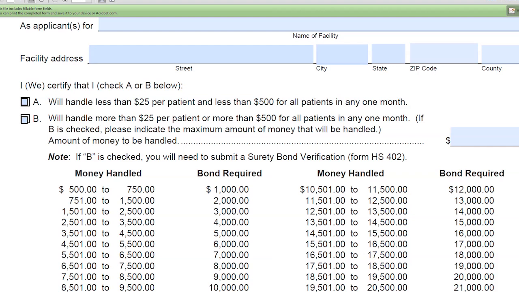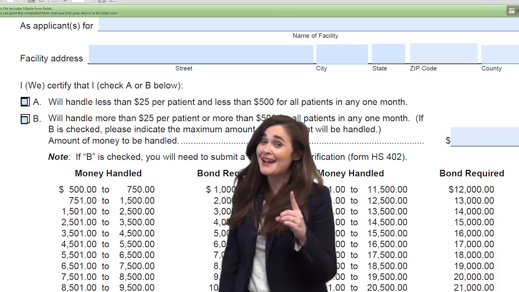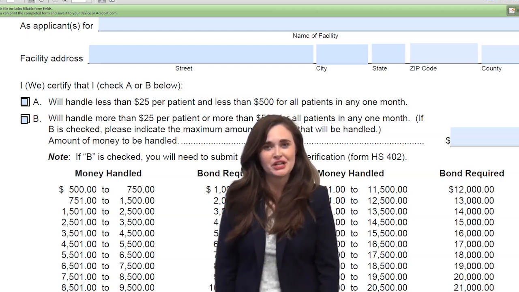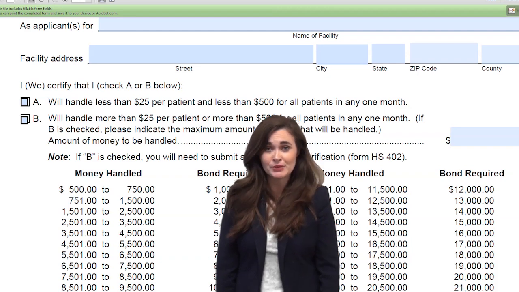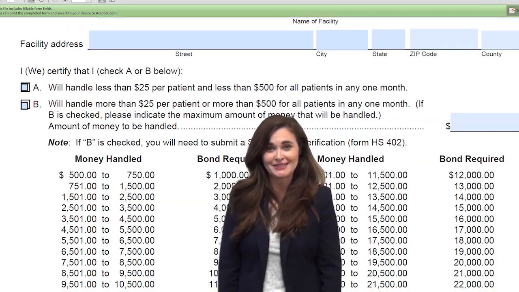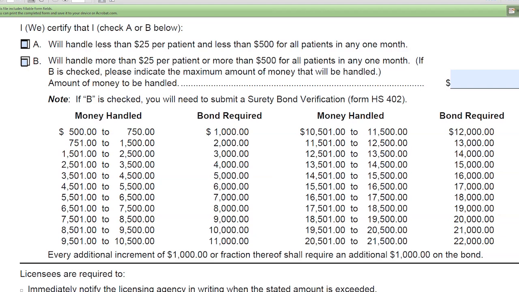B. If you will handle more than $25 per patient and more than $500 for all patients in any 1 month. If B is checked, please indicate the maximum amount of money that will be handled in the space with the $ sign. Tip time: if the application is for a change of ownership, the amount handled must be the same or more than the amount of the audit and receipt of patient monies. Note: if B is checked, you will need to submit an HS-402 surety bond verification form.